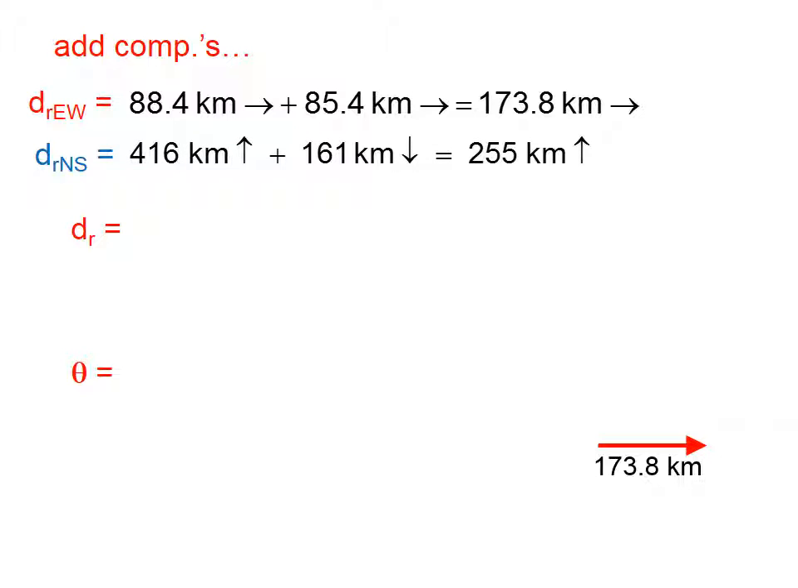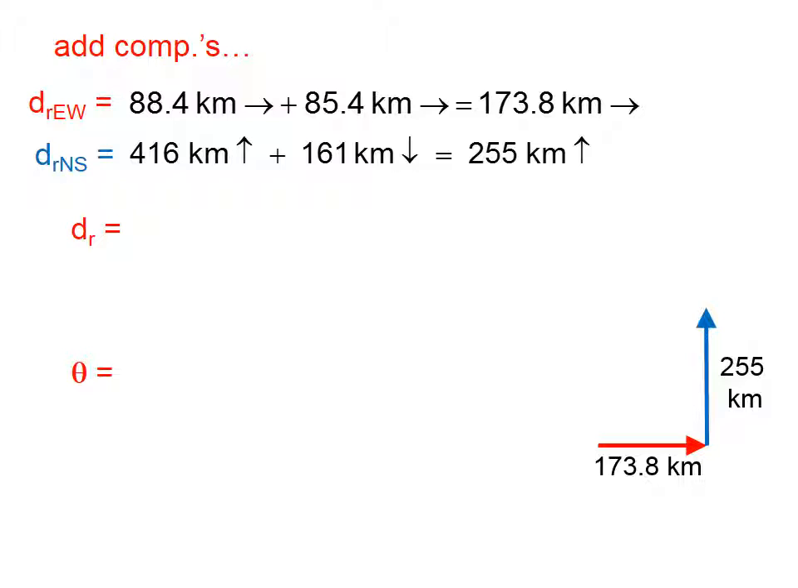Now the north-south vectors are a little different. One component is 416 kilometers to the north. The other one is 161 kilometers to the south. So when I type this into my calculator, in effect, I need to subtract off the 161, and I end up with a net of 255 kilometers to the north.